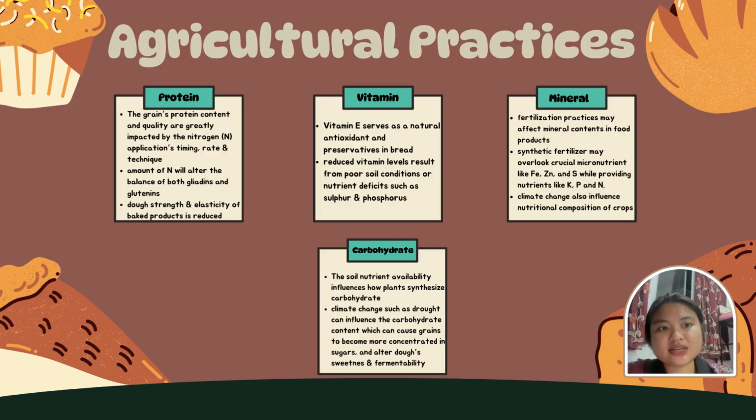Last but not least, in carbohydrates, the soil nutrient availability influences how plants synthesize carbohydrates. Climate change, such as drought, can influence the carbohydrate content, which can cause grains to become more concentrated in sugars and alter the dough sweetness and also the fermentability.